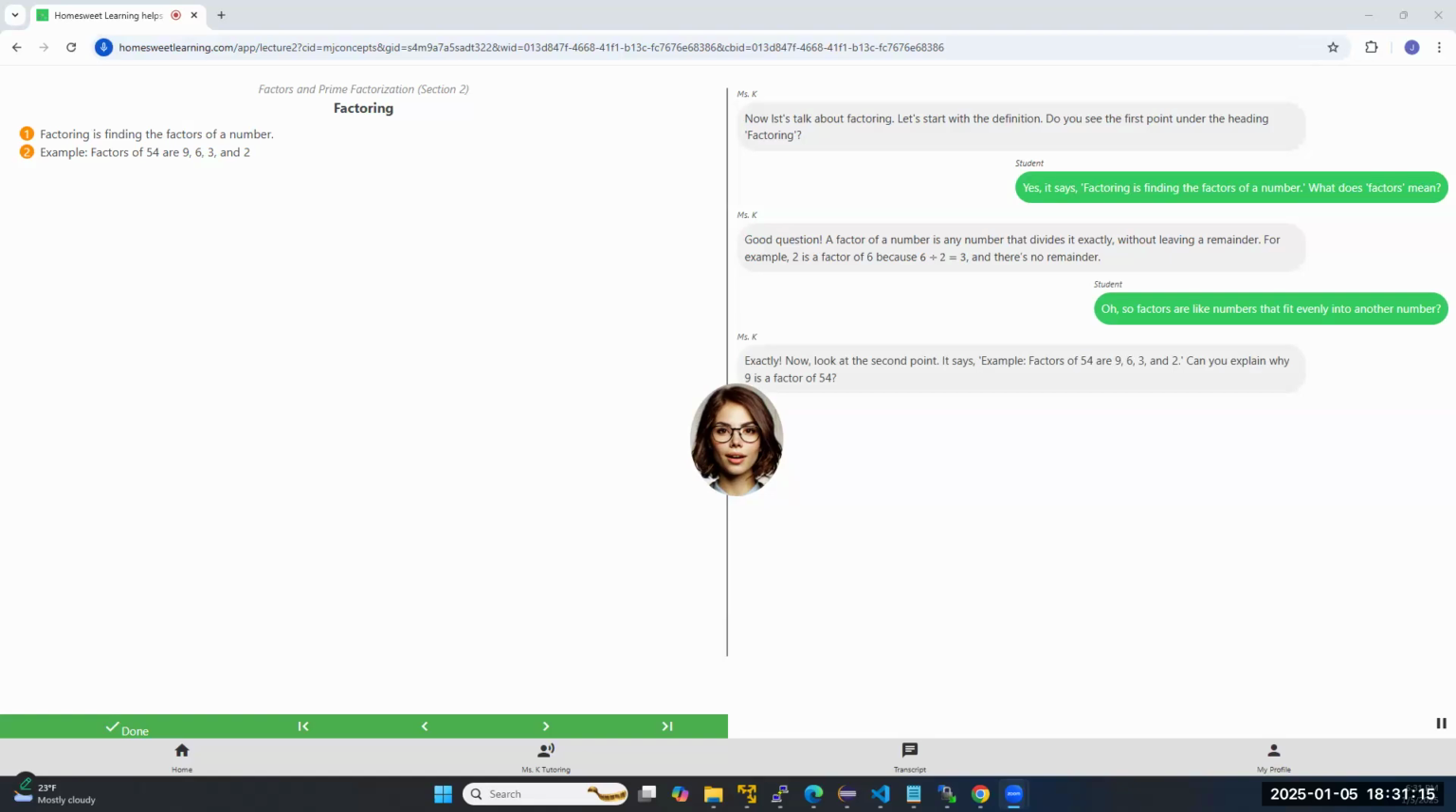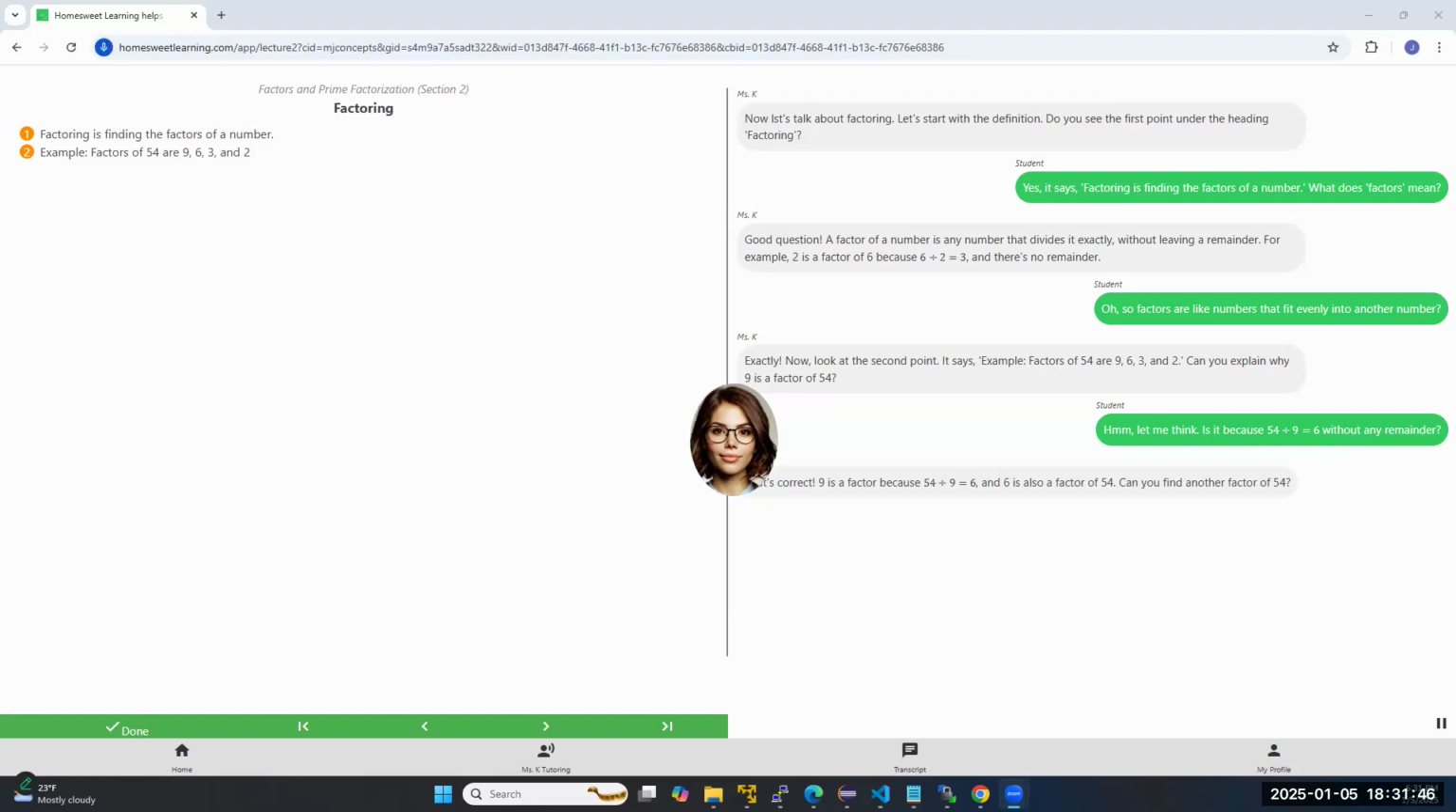Exactly. Now, look at the second point. It says, example, factors of 54 are 9, 6, 3, and 2. Can you explain why 9 is a factor of 54? Let me think. Is it because 54 divided by 9 equals 6 without any remainder? That's correct. 9 is a factor because 54 divided by 9 equals 6, and 6 is also a factor of 54. Can you find another factor of 54? I think 3 is a factor too, because 54 divided by 3 equals 18.